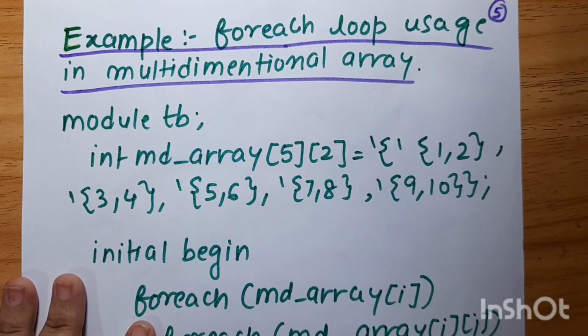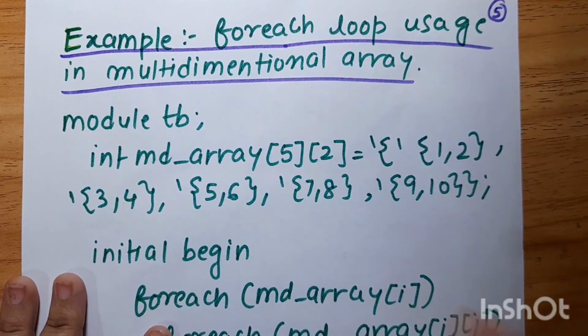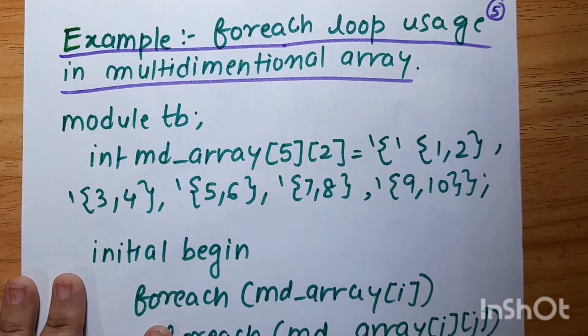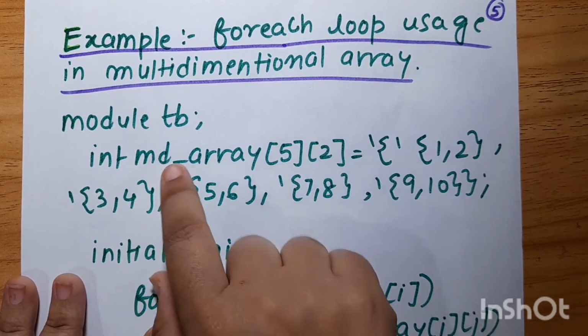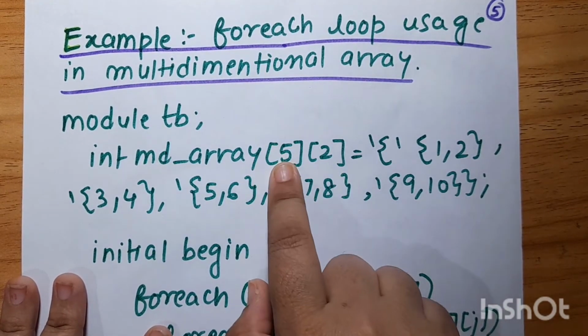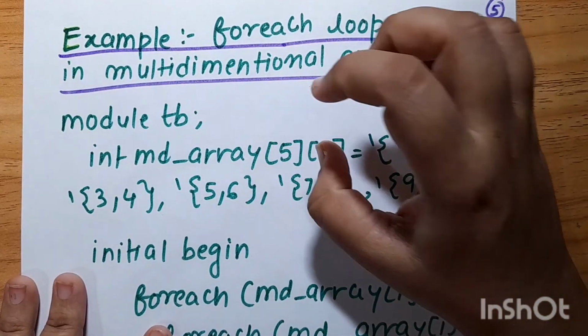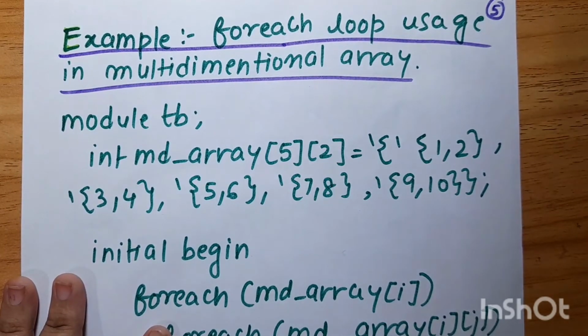Now we will see an example of foreach loop usage in a multi-dimensional array. So again we have module TB semicolon. Inside the module TB I have declared one variable, MD underscore array. It is of type int, and the multi-dimensional array indexes go 0 to 4 and 0 to 1. Maximum values stored will be 5 into 2, 10.